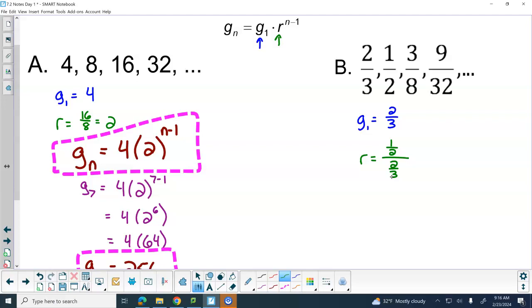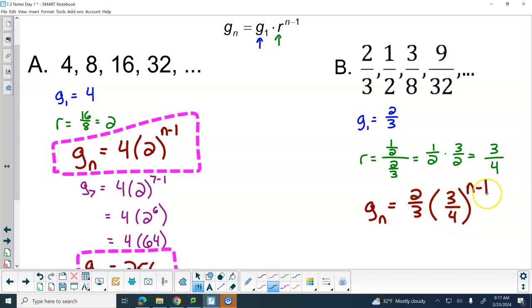Dividing fractions, all the way back to middle school. 3 words: keep, change, flip. So I'm going to keep the 1/2, change to multiplication, and flip to 3/2. That makes this 3/4. That is my answer. So my rule then, G sub n, is going to be 2/3 times 3/4 raised to the n minus 1 power.